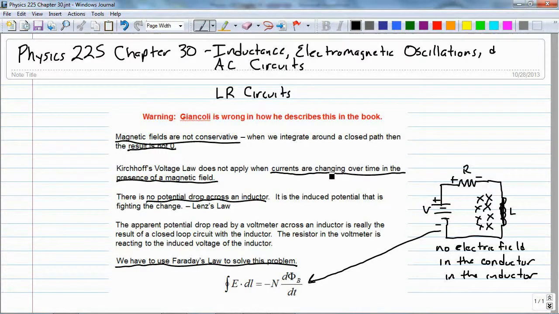So it's very important that you understand when you read Giancoli, he's wrong. I would prefer you would stay away from that section where he talks about this, and we'll solve the circuits the correct way in the next few examples.